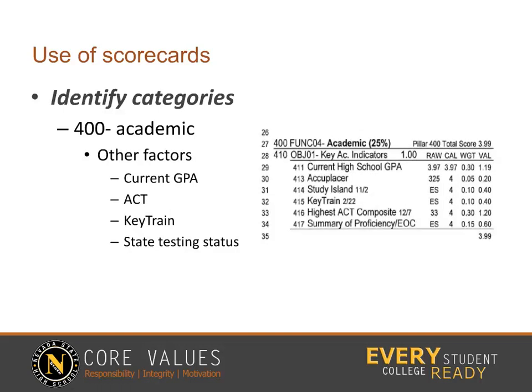The 400 pillar also reflects your academic transition, but it focuses more on your current situation. It looks at your current GPA, your status on state testing, and progress in Study Island. It will also reflect your Key Train progress and ACT scores. Click to the next slide when you are ready.